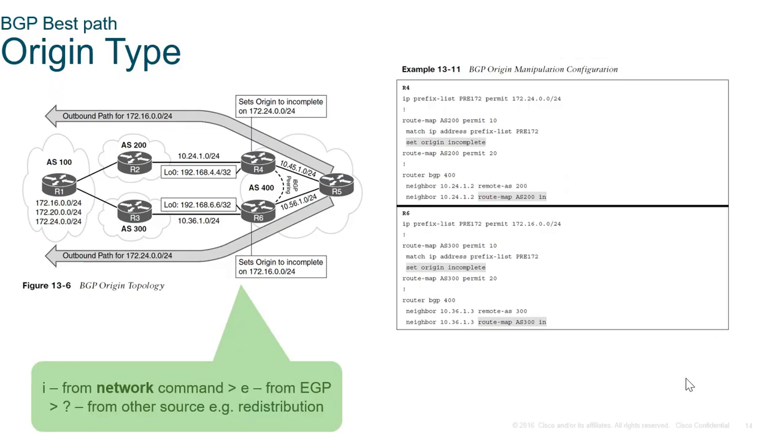Next attribute is the origin type. Okay, so origin basically value dia yang kita tengok dalam BGP table adalah I, E ataupun question mark. So I stands for whatever advertisements yang kita advertise menggunakan the network command. E is whatever advertisements that is received from an exterior gateway protocol, which is the BGP, next AS. And question mark is from other sources of routing protocol, for example through redistribution.